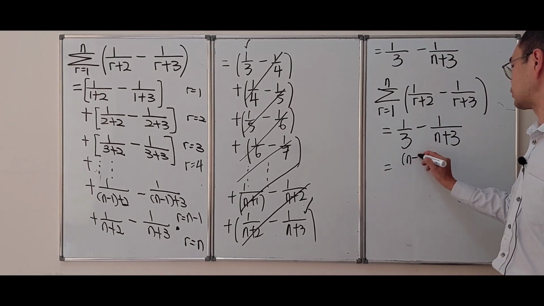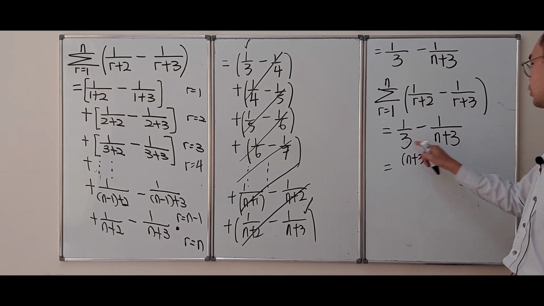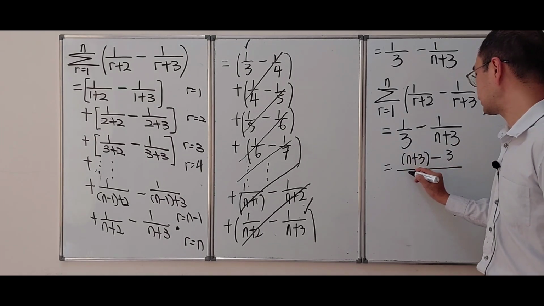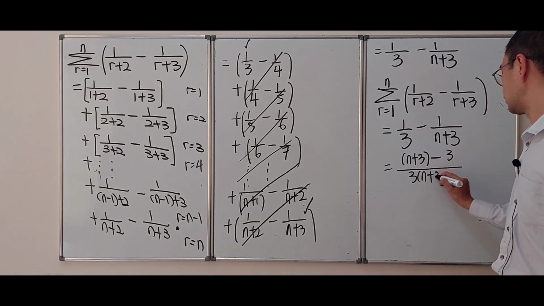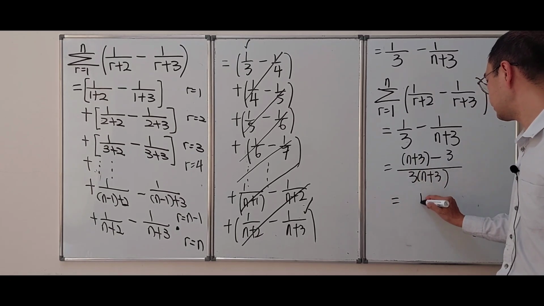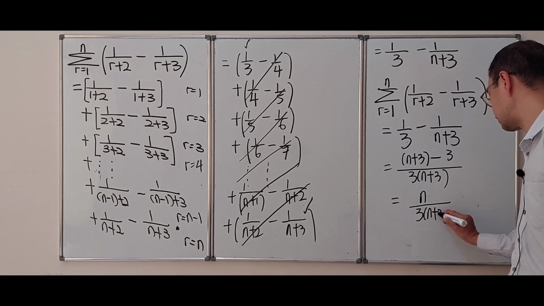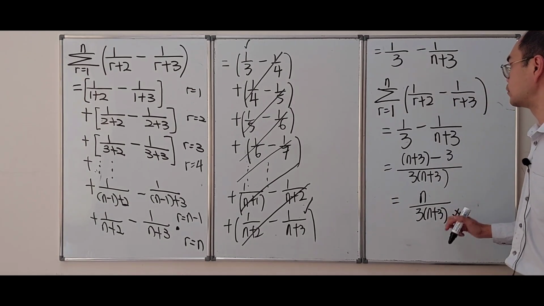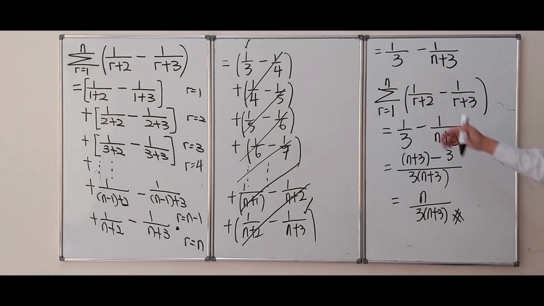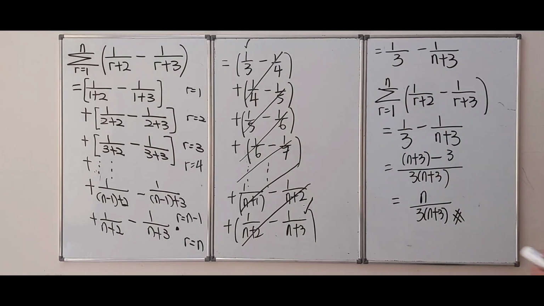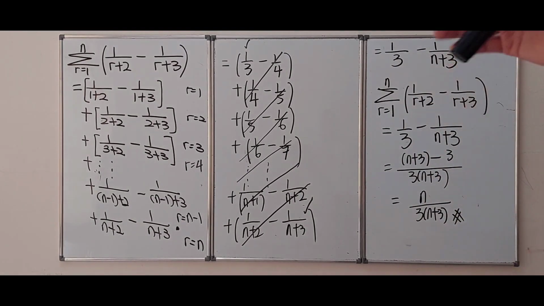so n plus 3, whereas here you multiply with 3. So divided by 3n plus 3. So finally you have n plus 3 minus 3, over 3n plus 3 as the solution for this series. Okay, this is the nth term for the sum of this series. Alright, let's look at another method by using the formula.